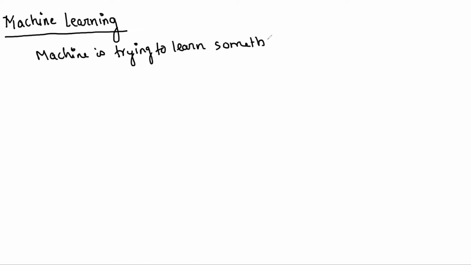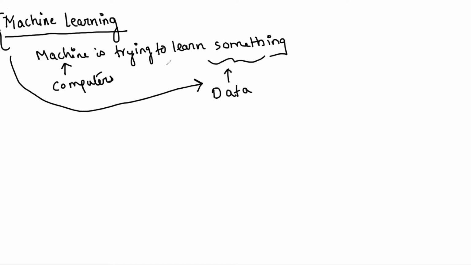This is the very first thing that will come in our mind. Now, machine, what is exactly a machine? These are nothing but computers, right? And it is trying to learn something. What is this something? This something is nothing but data. So our whole machine learning depends on data, right? And what actually we are trying to do in machine learning?